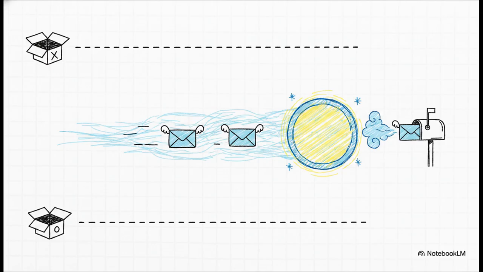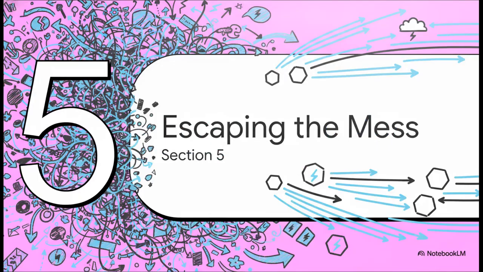If your notification system receives the same certificate-issued event twice, idempotency ensures it gracefully ignores the duplicate instead of spamming your user, because nobody likes getting the exact same email twice, right? Which brings us to our final part, Section 5, Escaping the Distributed Mess.